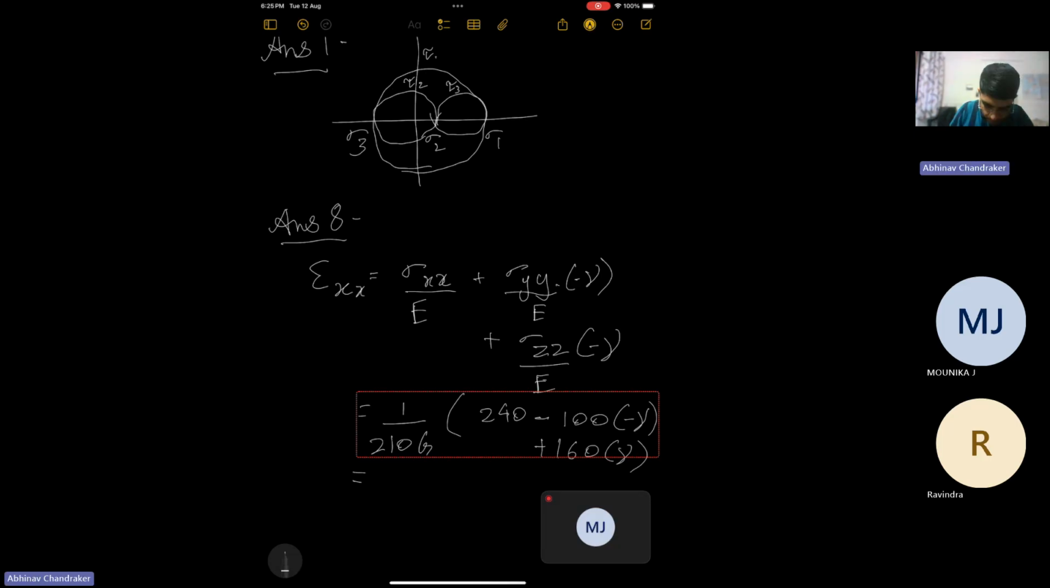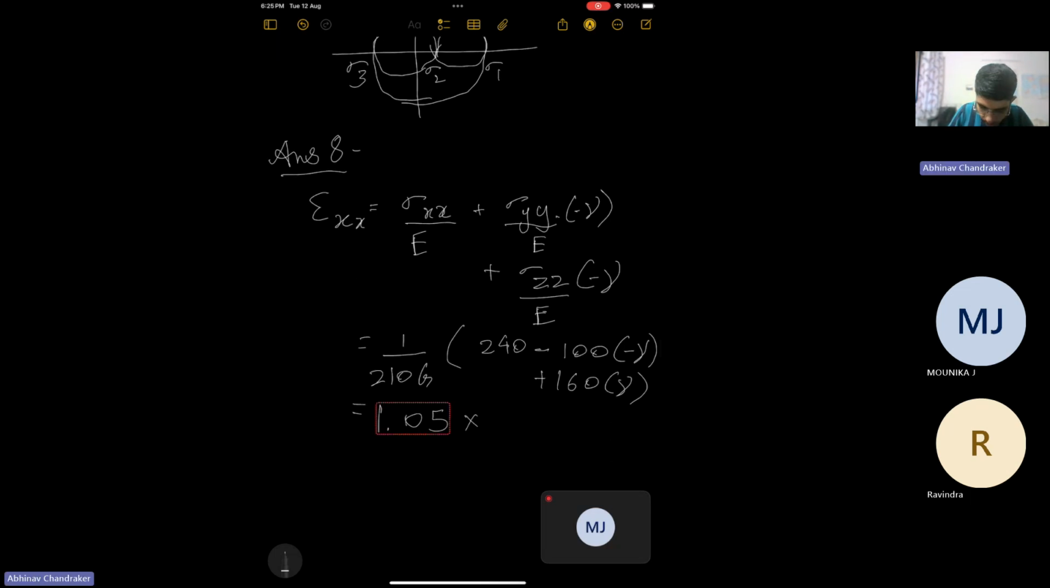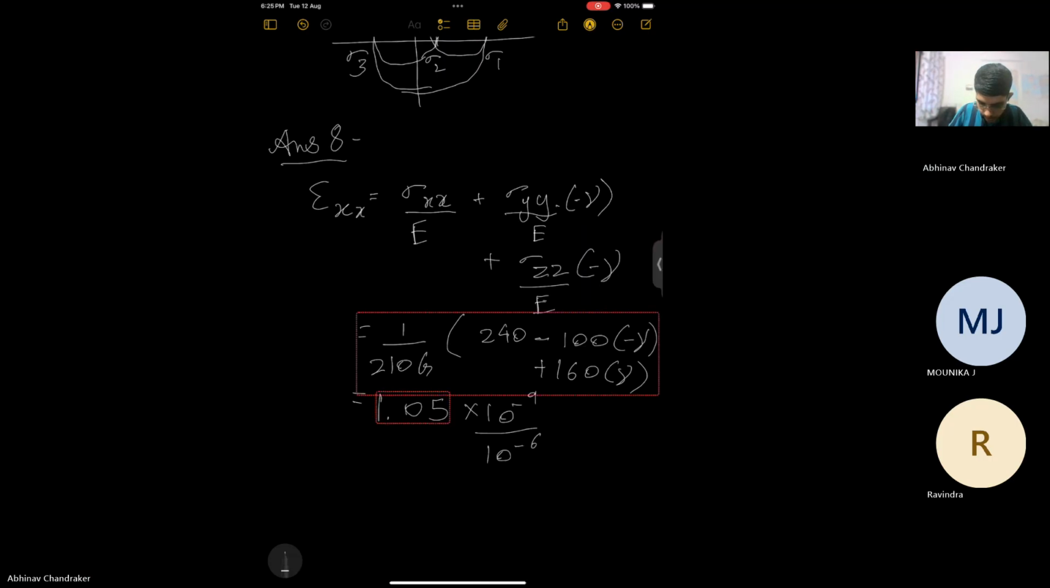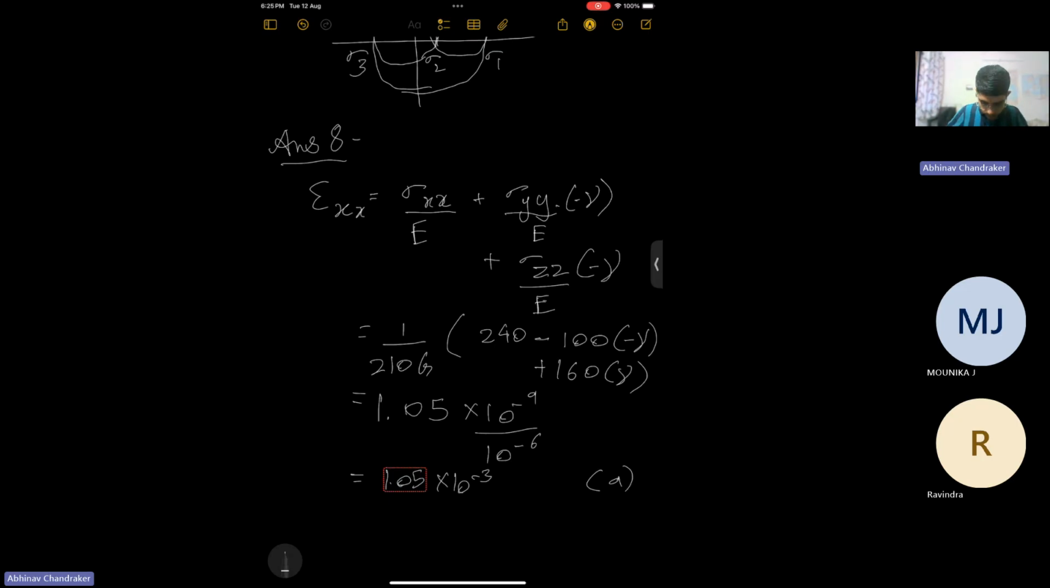Getting it as 1.05 into 10 raised to minus 9 divided by 10 raised to minus 6. So this will become 1.05 into 10 raised to minus 3, and this is option A. So the correct answer is option A here.